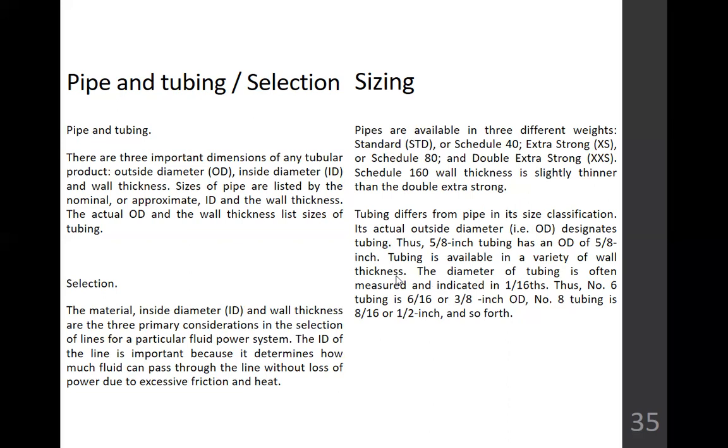So, ayan. Tubing is available in a variety of wall thicknesses: 7/8, 1/8, 1/2, 3/4. Yan. The diameter of tubing is often measured and indicated in 1/16. Thus, number 6 is 6/16 or 3/8 inch OD. Number 8 is 8/16 or 1/2 inch, and so forth.